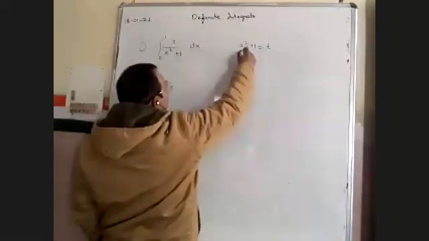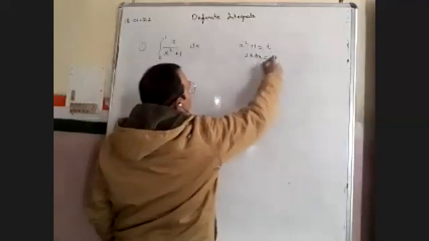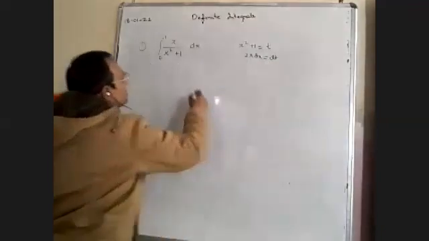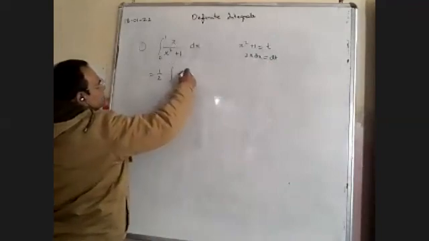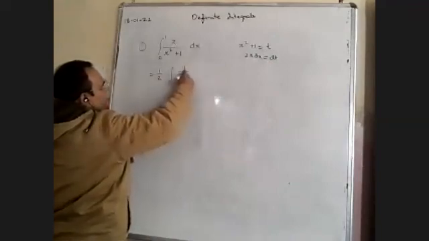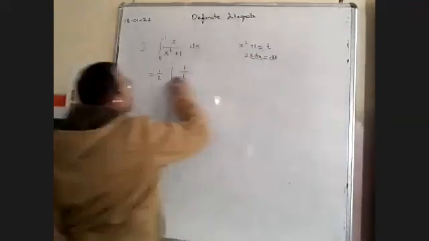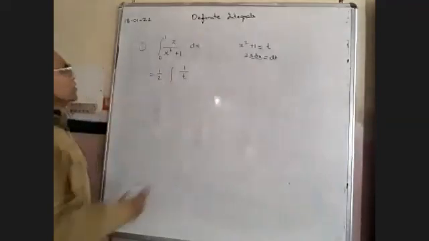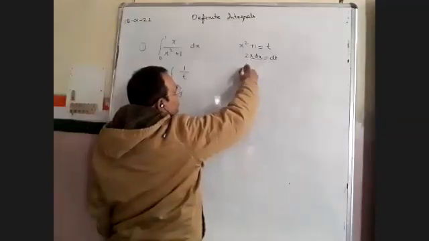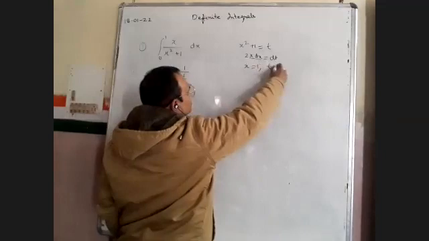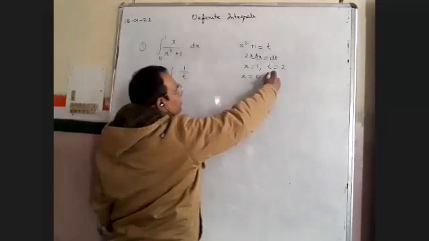If you differentiate, it becomes 2x dx is equal to dt. That is, in place of x dx you can write dt upon 2, and in place of x square plus 1 you write t. Now you have to substitute the limit also. If you take x is equal to 1, then t is equal to 2. If you take x is equal to 0, then t is equal to 1.